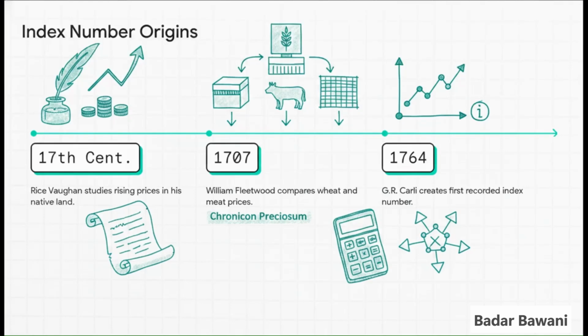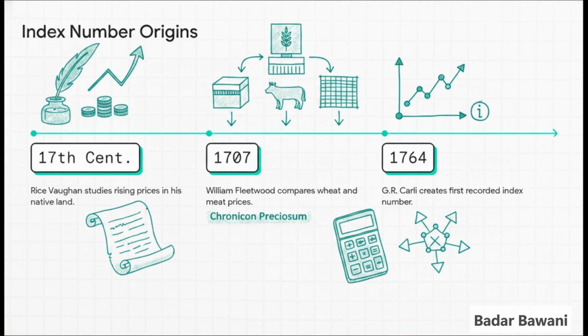Okay, so to really understand what we're looking at today, we actually need to rewind a few centuries. Picture this. It's the 17th century. An English writer named Rice Vaughan starts noticing something kind of alarming. Basically, everything in his native land is just getting more expensive. But he's stumped, right? Because how do you actually prove that prices are rising across the board?